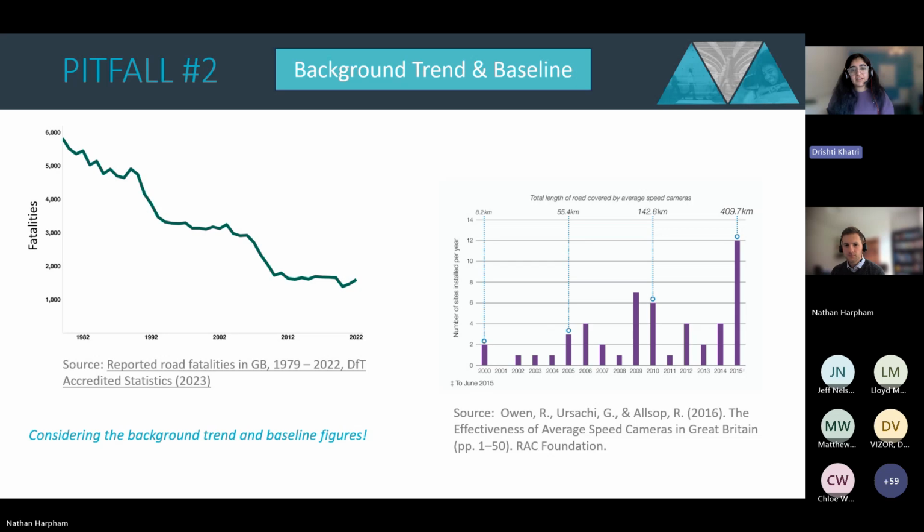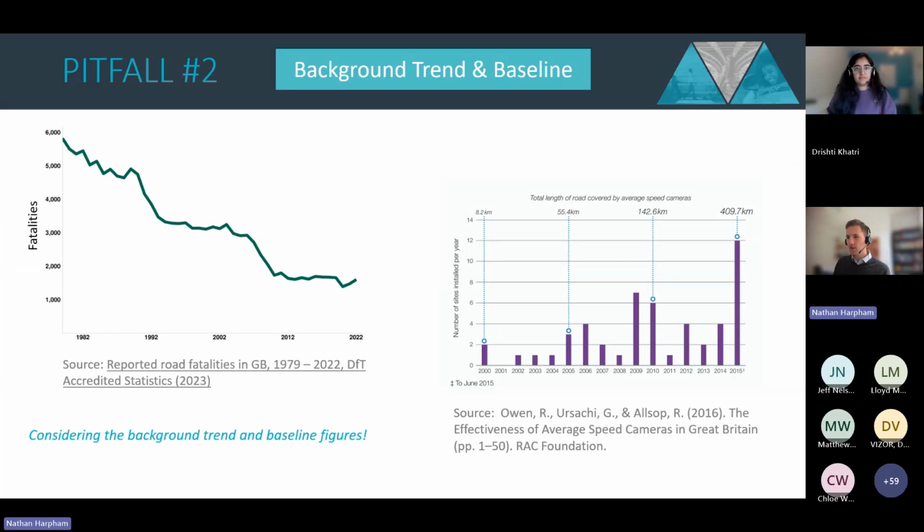Some of you also said that the number of speed cameras have also gone up, as is seen in this other chart. So there's more total length of road covered by average speed cameras. And of course, there are also many other factors such as vehicle safety improvements and other improvements that have led to a reduction in fatalities. So when we do analysis, we need to account for all of these background trends and baselines to ensure that we're making an apples to apples comparison and actually accounting for the exogenous factors.